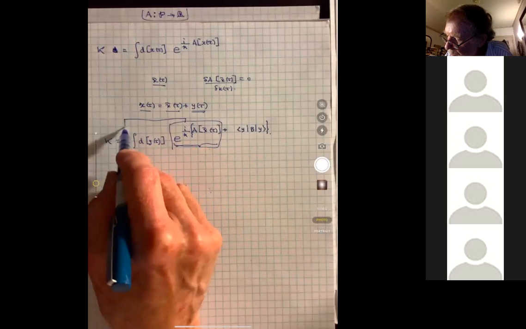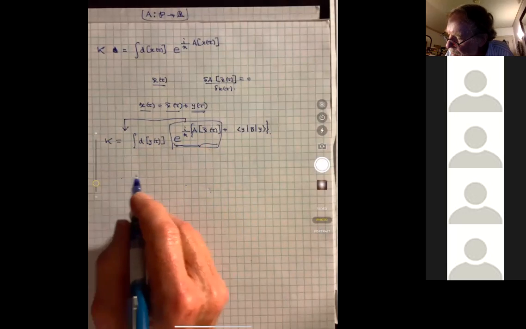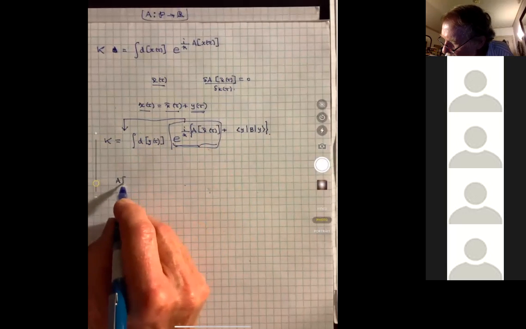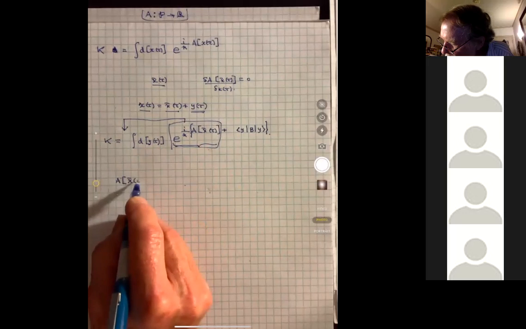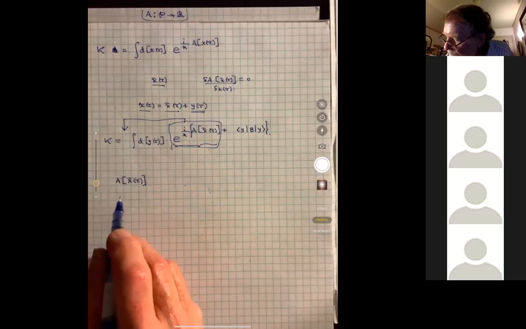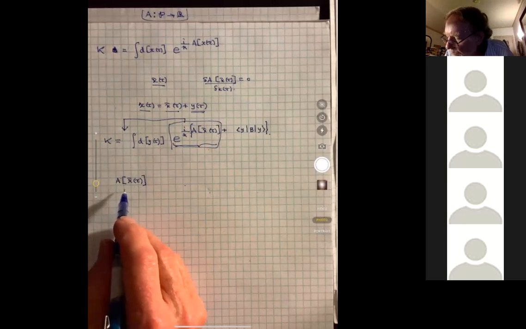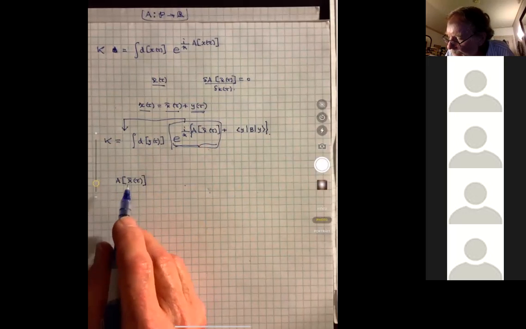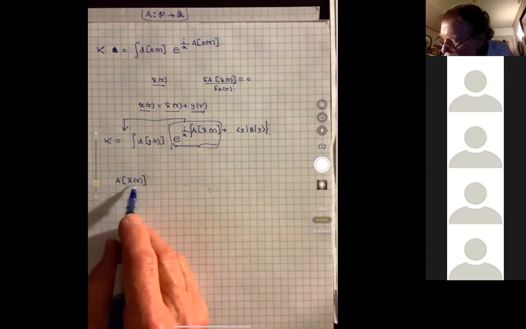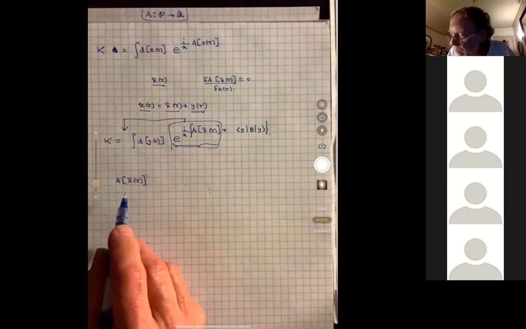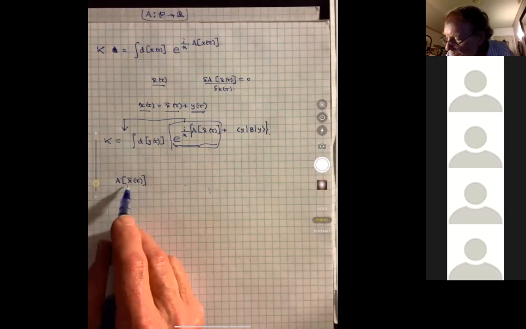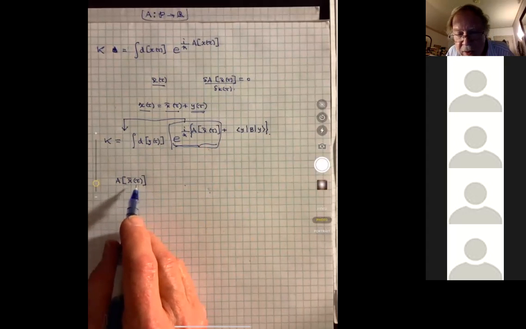That is, I say, something that comes out of the integral. This involves A evaluated on the classical path x bar of tau. Now, A is a functional, it's defined on the infinite dimensional path space, but x bar is a specific path in that path space, one that satisfies Newton's laws. So this A for a specific path is just a number, is all it is.